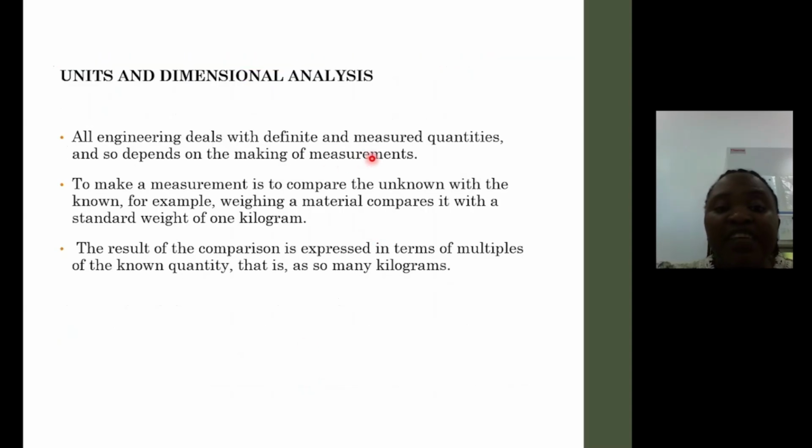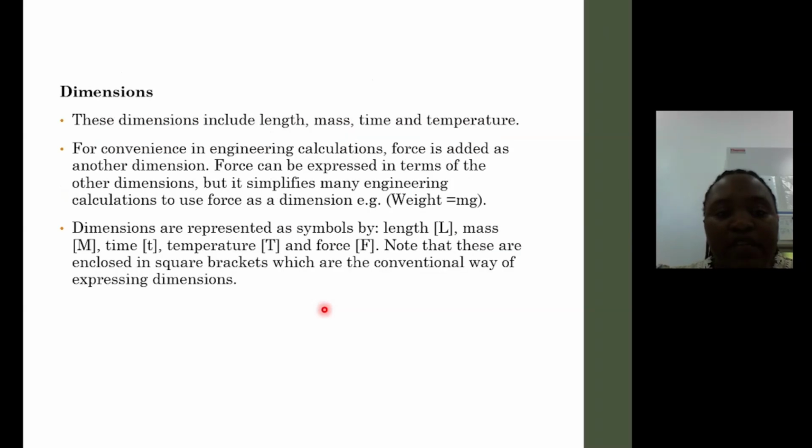So all engineering deals with definite and measured quantities, and so depends on making some measurements. To make a measurement is to compare the unknown with the known. For example, you're weighing a material, maybe an amount of sugar. So you weigh and you compare it to the standard weight such as a kilogram. And I think you have seen this even in our shops and other places. So the result of the comparison is expressed in terms of multiples of the known quantities. For example, how many kilograms in this particular example.